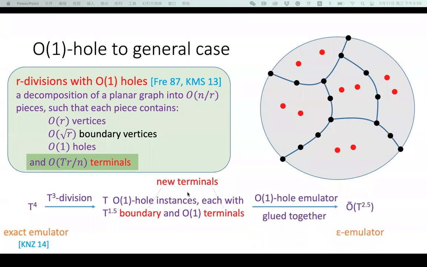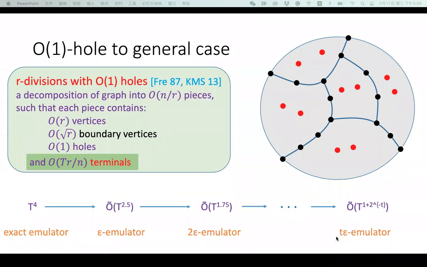And for each piece, we get an O(1) hole emulator, and eventually we glue all the emulators together to get an emulator for the original graph. Okay, so what is the size? We get T such pieces, and each piece has a T^1.5 size emulator. So the total size is T^2.5. Starting from T^4, we get a T^2.5 size emulator that has a loss in accuracy by epsilon.